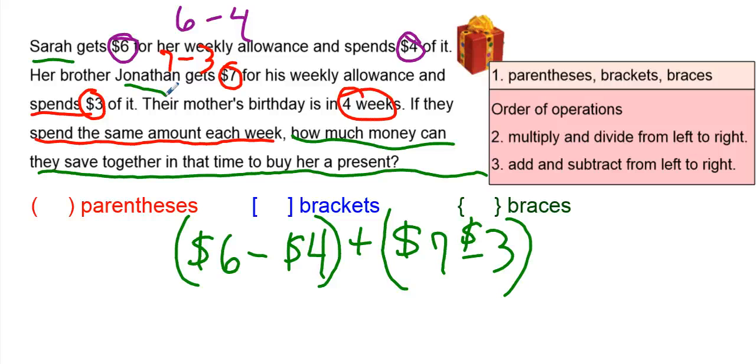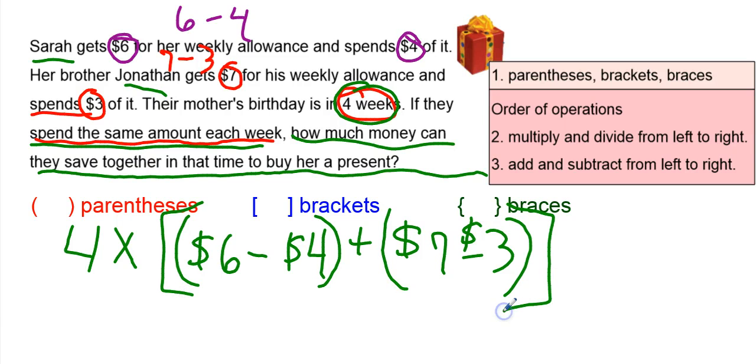Now, I need to take care of this part of the problem where the mother's birthday is in 4 weeks. And they are going to spend the same amount each week. So how much money are they going to actually be able to save? That would be the money that they're not spending. So I need to take all of that information and put it together. So this is going to be happening over a course of 4 weeks. They're going to do the same amount. They're going to get $6, spend 4, get $7, and spend 3. I'm going to use the brackets in order to show that all of this happens before I'm going to multiply it by the 4 weeks.